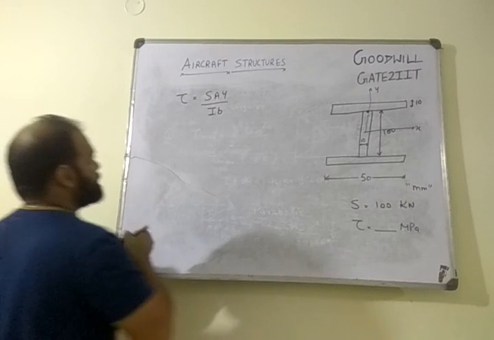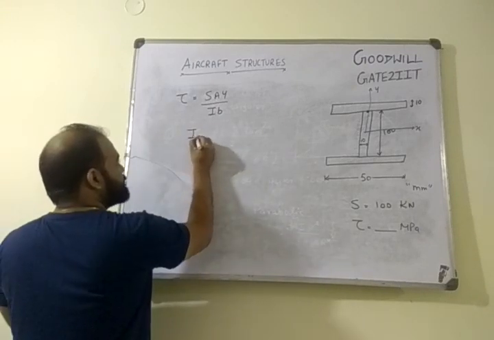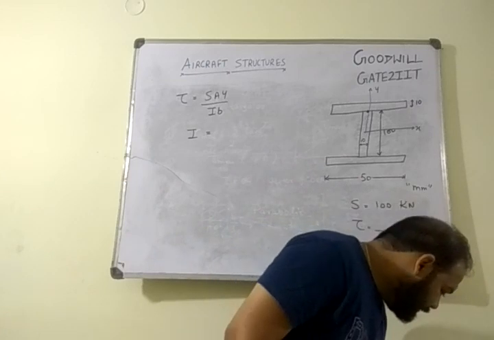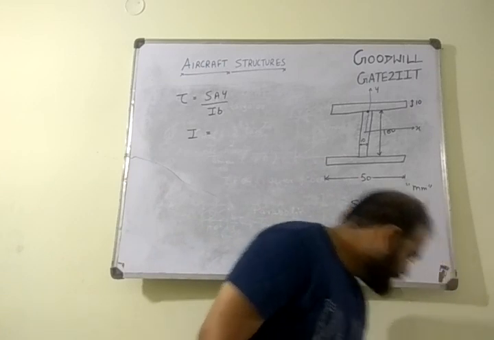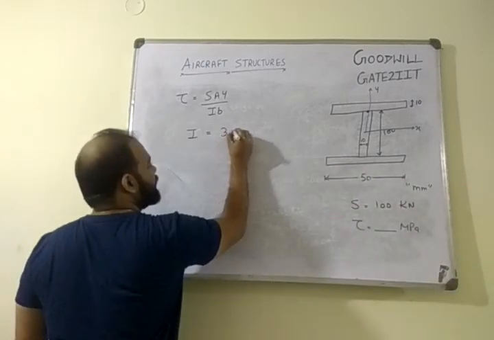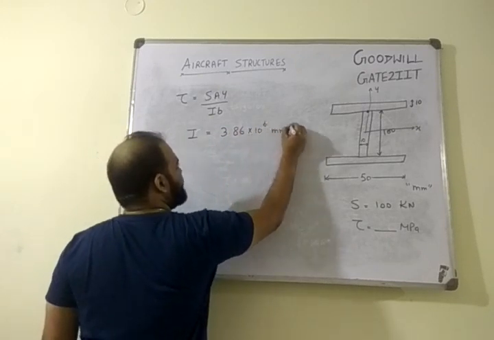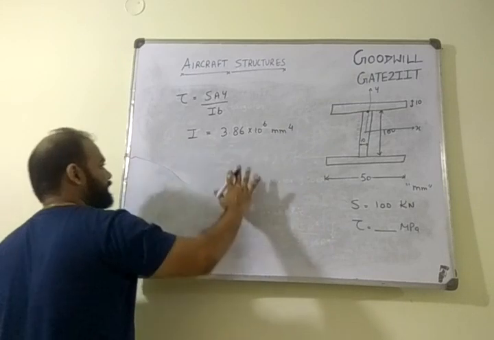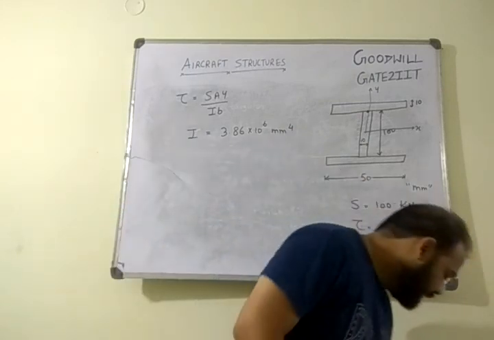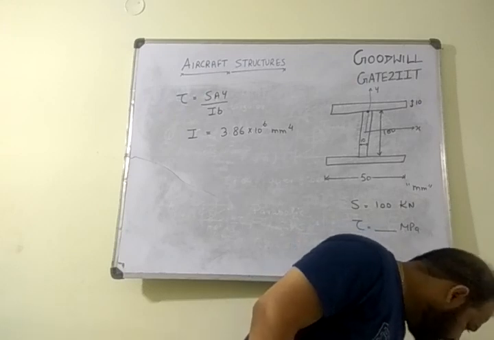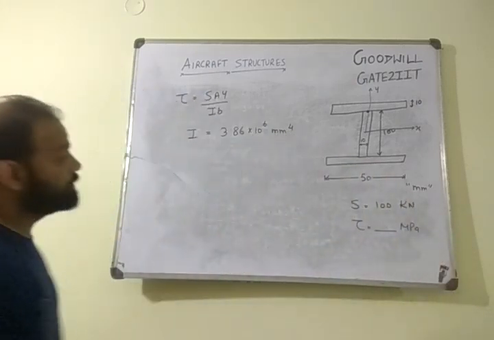I am skipping this part in this numerical because I assume that you know this, and if you solve this right, your value will come out to be 3.86 into 10 to the power 6 mm to the power 4. Please clear this if you have doubt in this part. 3.86 into 10 to the power 6.